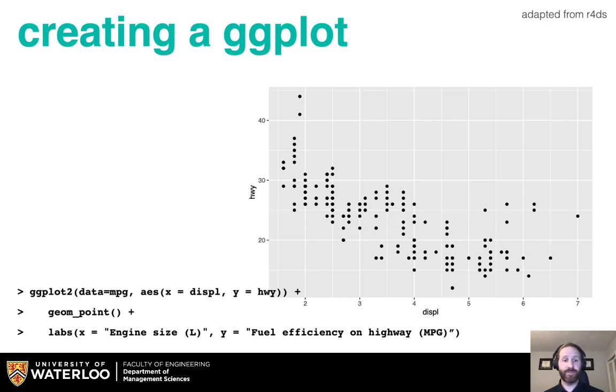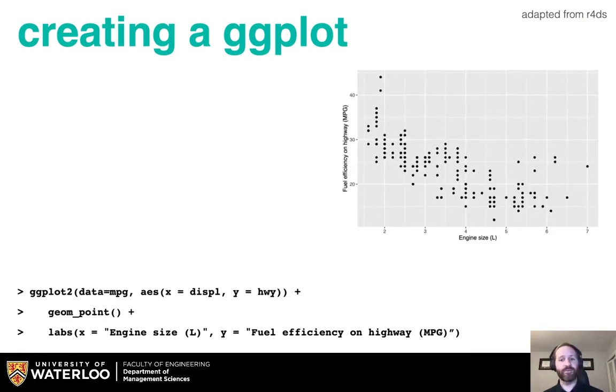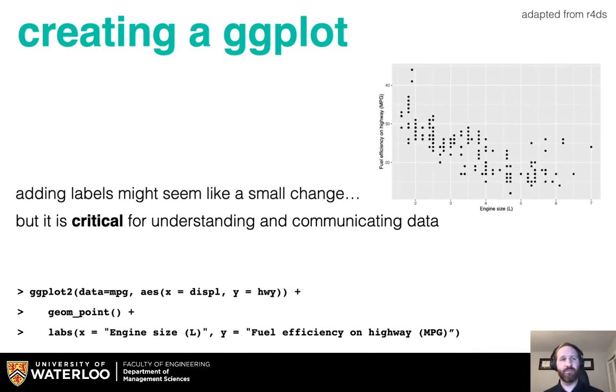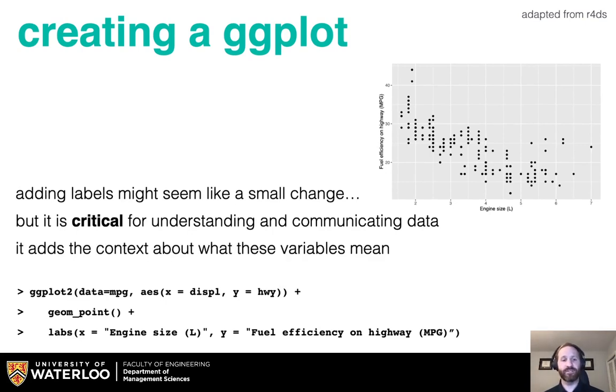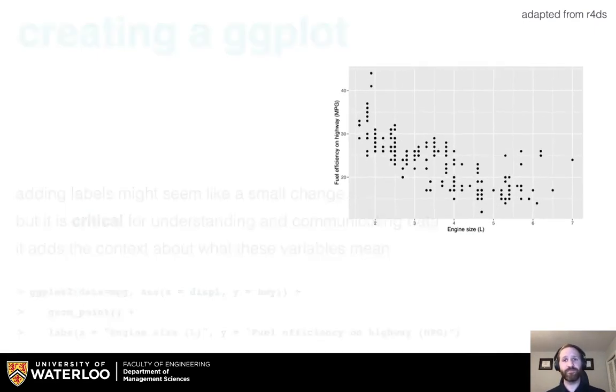You can add labels, and can you guess what this does? Yeah, it updates the axis labels. Now, adding labels might seem like a small change, but it's critical for understanding and communicating data. It adds the context about what these variables mean. And so I would strongly encourage everyone to always include those axes, things like units, etc. Make them descriptive, make them understandable, run them by other people to test them out.